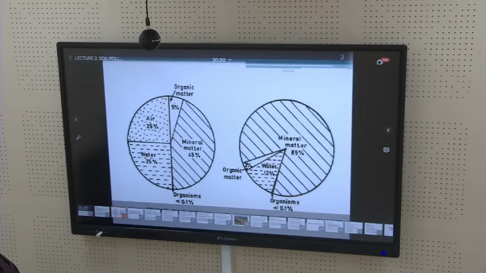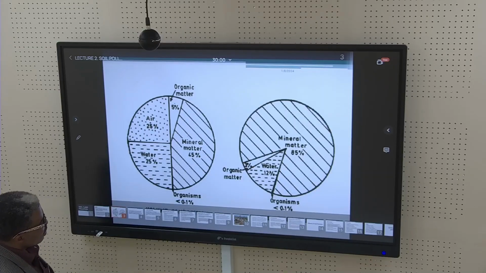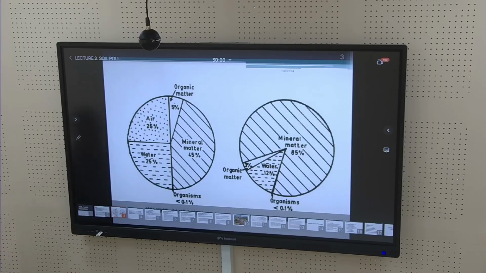So organic matter, if we take it in percentage, it takes 5%, where air is 25, water 25, mineral 45. So organic matter is only 3%, and mineral matter 85% if it is a rock, and organism 0.1 is a small organism within the soil.